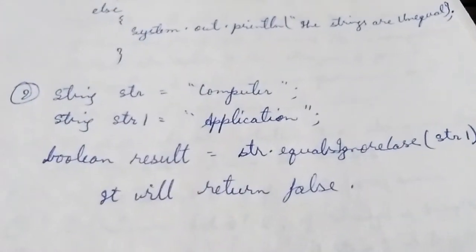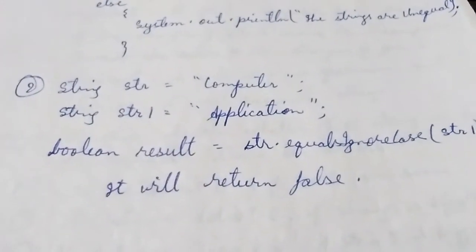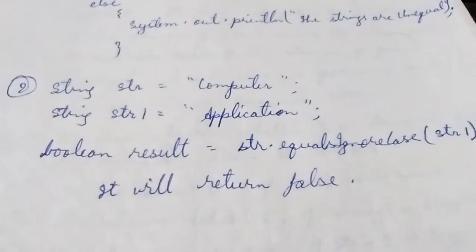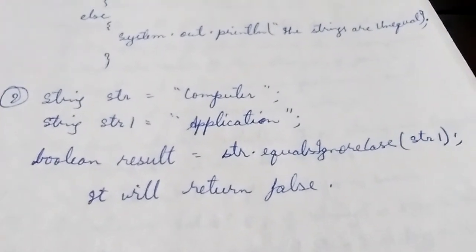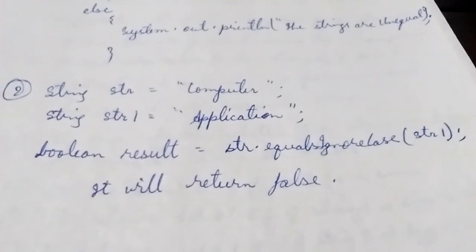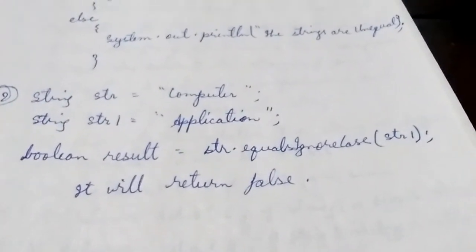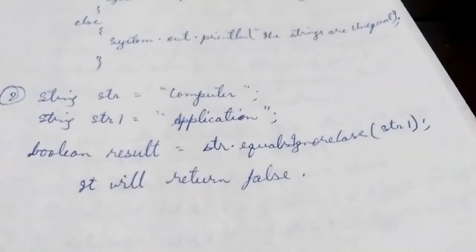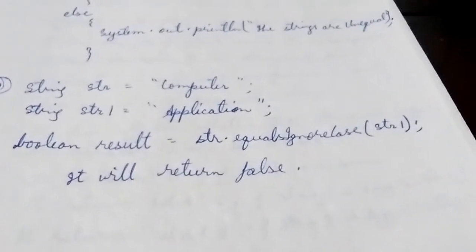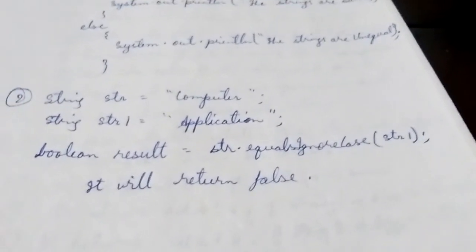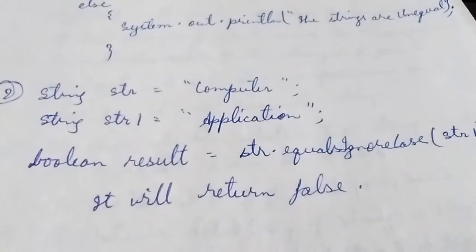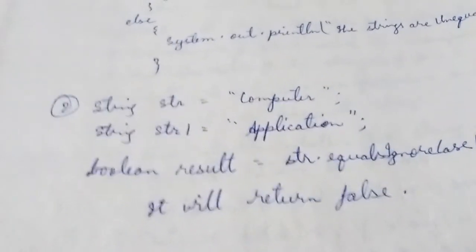Let us see another example. String str equals computer and string str1 equals application. So when we check boolean result equals str dot equalsIgnoreCase str1, it will return false, as computer and application are two different strings.